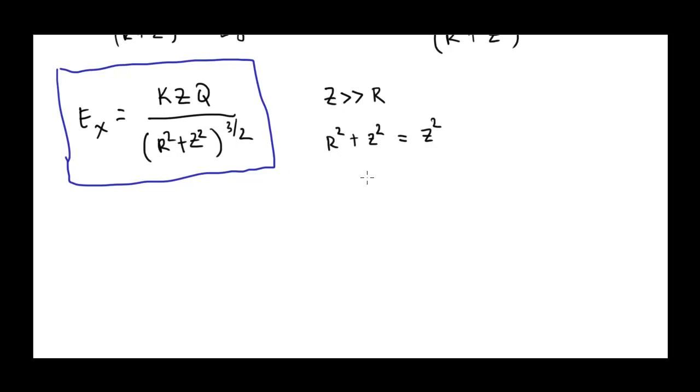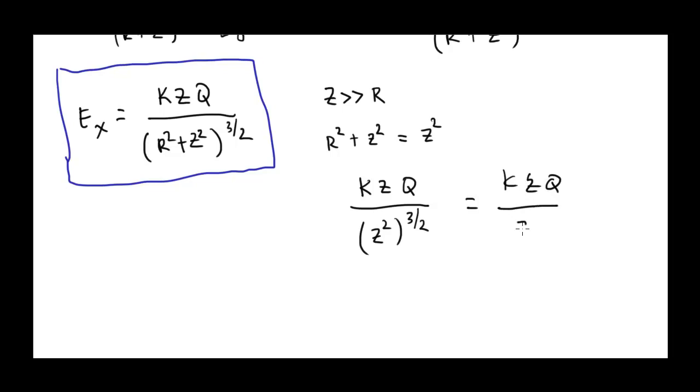So then, the equation starts to look like this: k times z times q divided by z squared to the power 3 over 2. Well, I've got a z up here, and I've got z squared to the power 3 over 2, which is z to the third. So I get k z q over z to the third. The z cancels, and I get k q over z squared. Well, that's interesting. What is this the equation for? This is the equation for the electric field for a point charge.